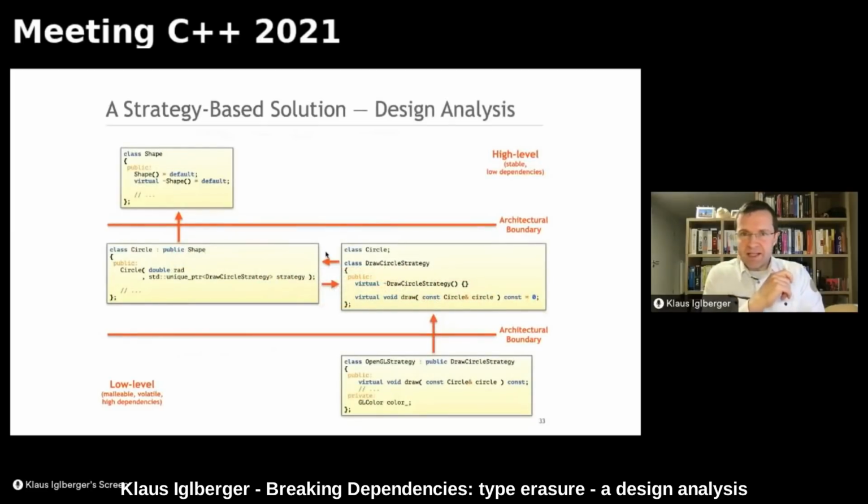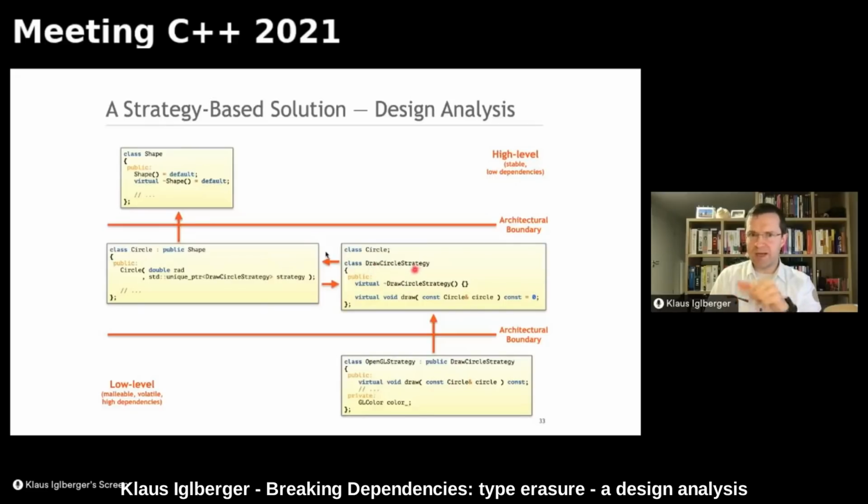Let's take a look at the design. As I said, the thing that is most important to me. What we have in this situation is actually 3 levels of design. In the highest level, which is considered to be the one that is most stable, the one with the lowest dependencies, we introduce this shape base class. That allows us, on another level, let's call it the middle level, to introduce different kinds of shapes, like circle. And on that same level, I introduce the according strategies, draw circle strategy.